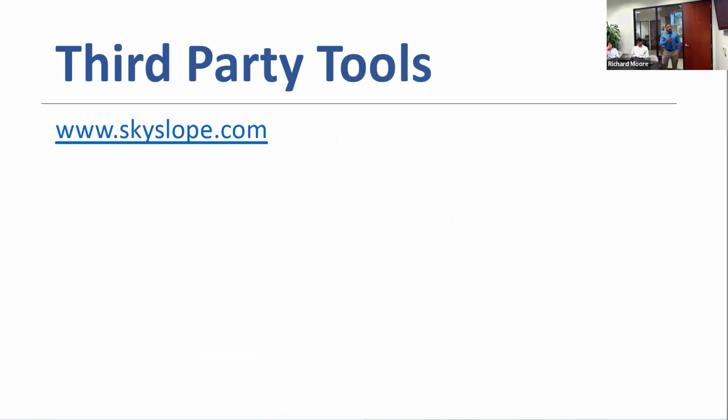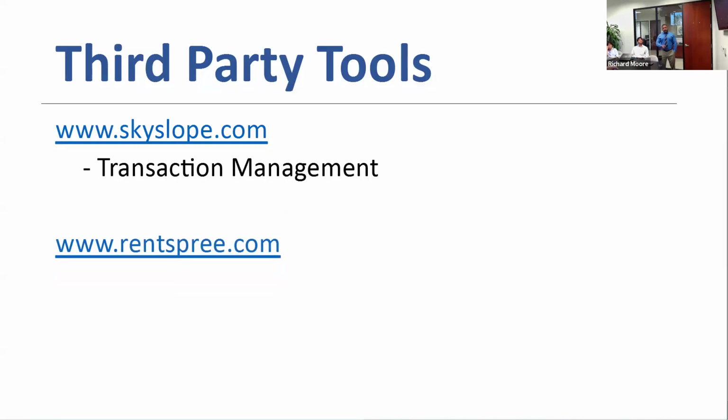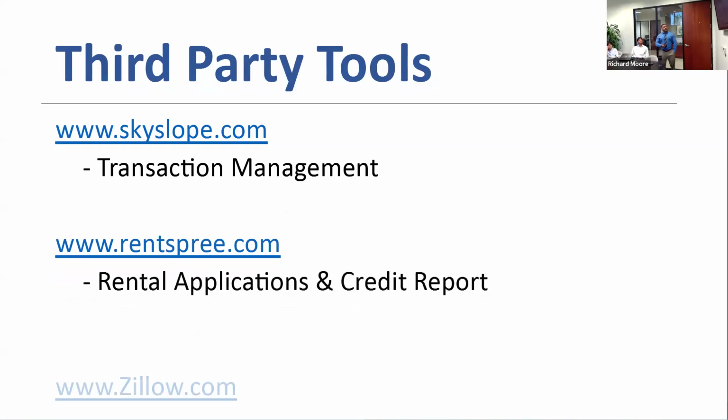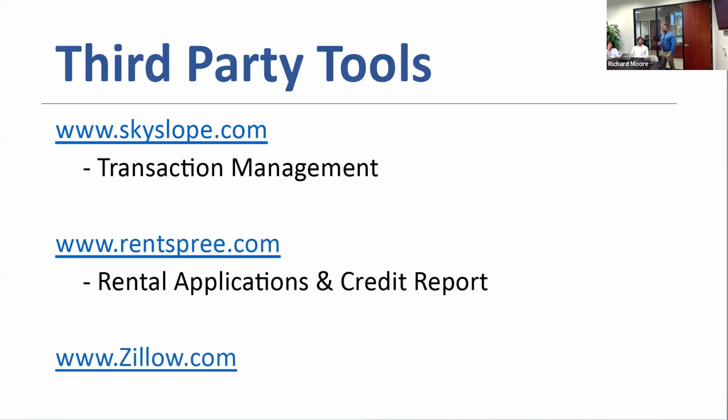So, third-party tools. Skyslope.com is where you're going to upload a copy of everything to us, transaction management. Rentspree.com is the tenant screening website. Create a free account there. And then Zillow.com: go to Google and type in Zillow Rental Manager. The first link that comes up is going to allow you to log in as an agent or create an account. Make sure you create that account.